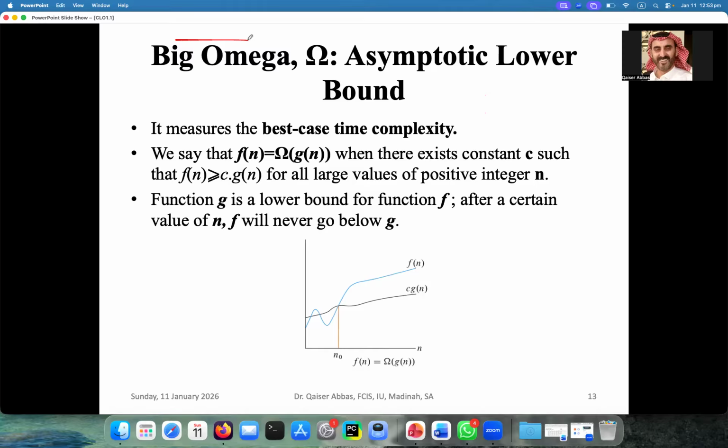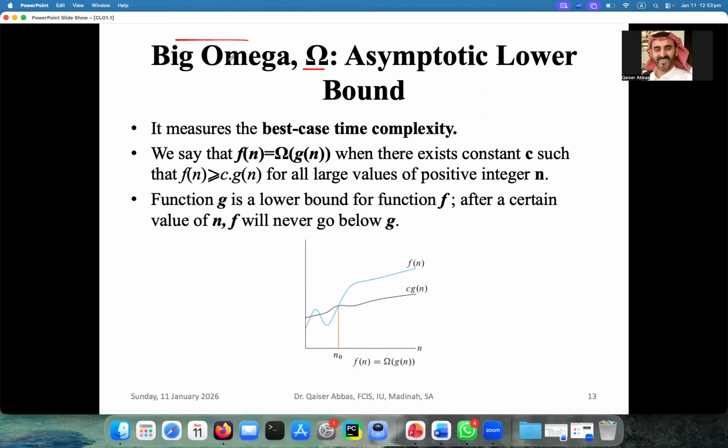Big omega. How can we write it? We can write it like that, big omega. It represents the lower bound. The previous equation was f of n less than or equal to Cg of n. And here it is opposite, so the condition will change: f of n greater than or equal to Cg of n. Okay.